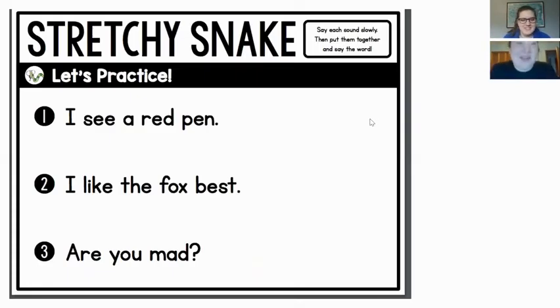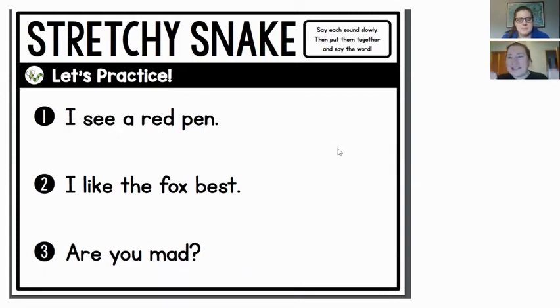All right. So when children know a majority of their letter sounds, this is a strategy that we teach them to help them with reading and writing as well, right? We want children to write the sounds that they hear. So I'm going to model Stretchy the snake. Here we go. I see a... I don't know what word that is. I'm going to sound it out. R-E-D. R-E-D. Now I'm going to say it fast. Red. Oh, that makes sense. I see a red pen.